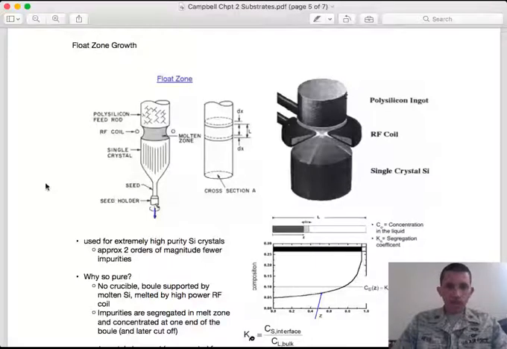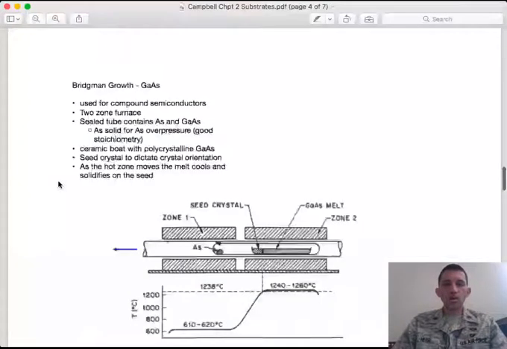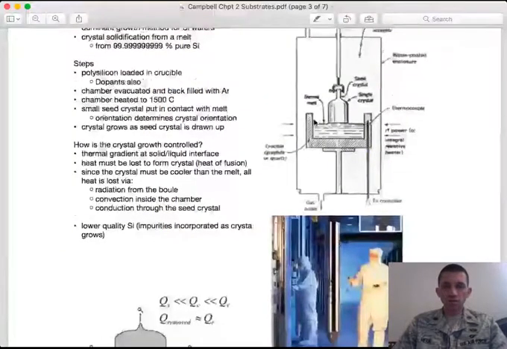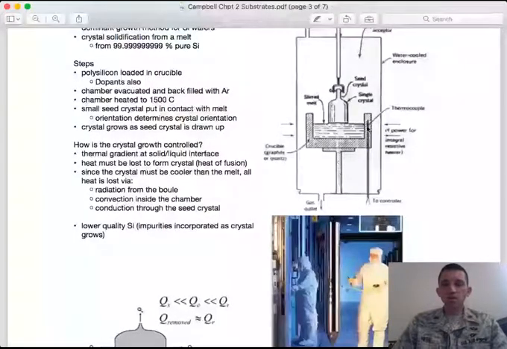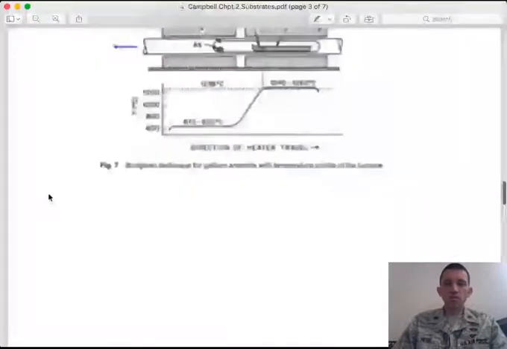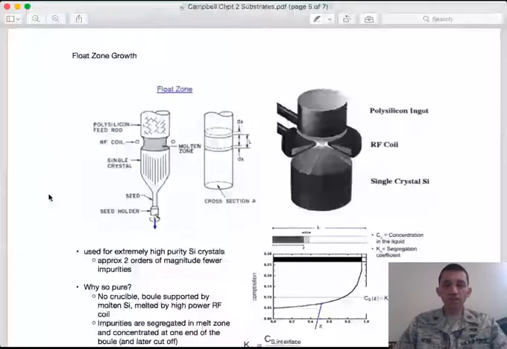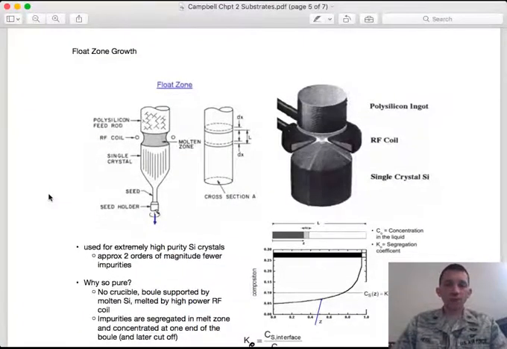But if you need to have higher purity silicon than is possible with the Czochralski method due to impurities from the crucible itself, right? So this crucible is made of something, graphite or quartz, which provides the opportunity for oxygen, especially, to diffuse into the melt and then be incorporated into the crystal. If you want to have a higher purity than that, because the impurity is coming from the crucible, you need to get rid of the crucible. And so that is done using another method called float zone growth.